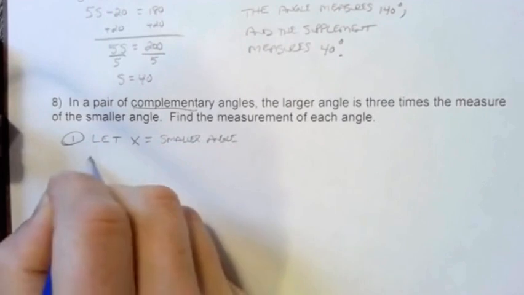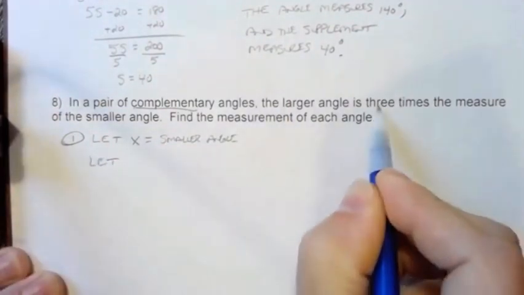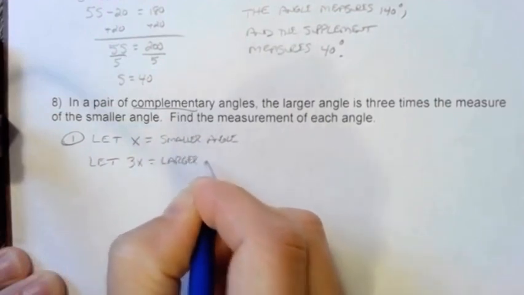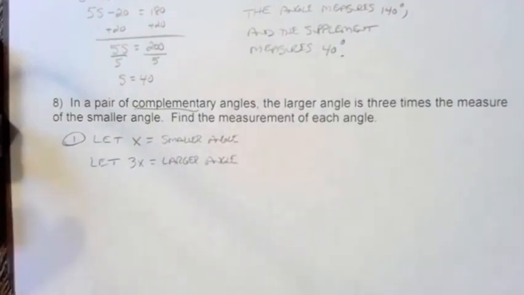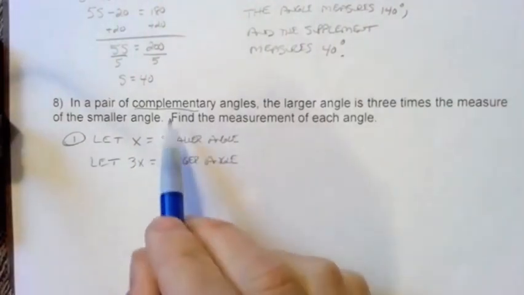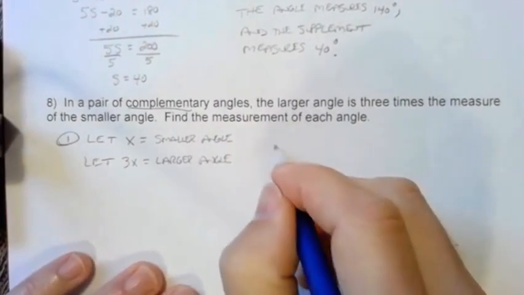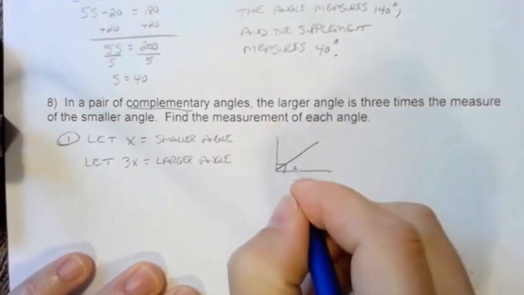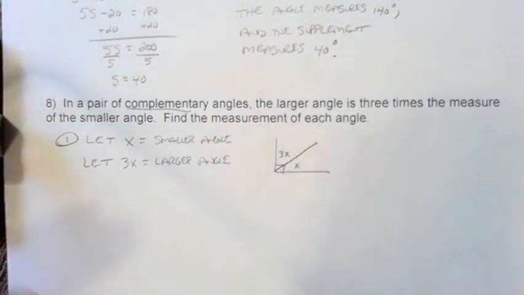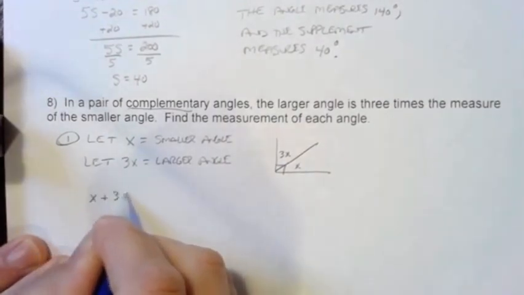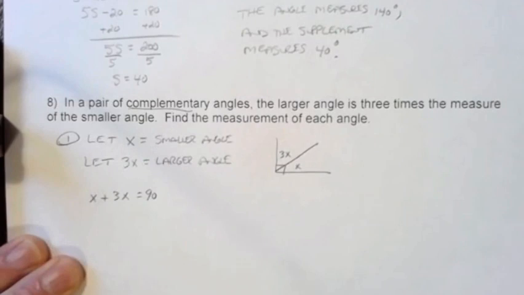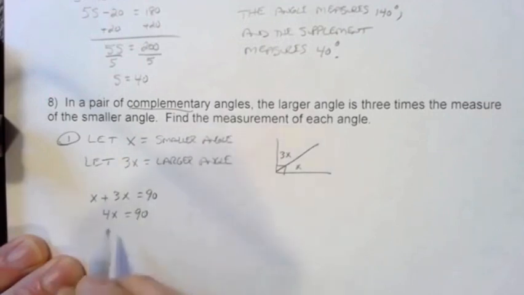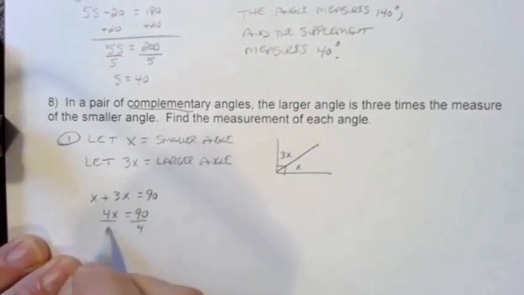And if x is the smaller angle and the larger is 3 times the smaller, then 3x is going to be the larger angle. We'll make a quick sketch to see what this looks like. Again, complementary angles are two angles that add up to 90 degrees, so they would create a right angle when we put them together. One of them is x, the other one I've called 3x. So for my equation, x plus 3x equals 90. If I add x with 3x, I get 4x. And then to get the value of x, I just have to divide each side by 4.